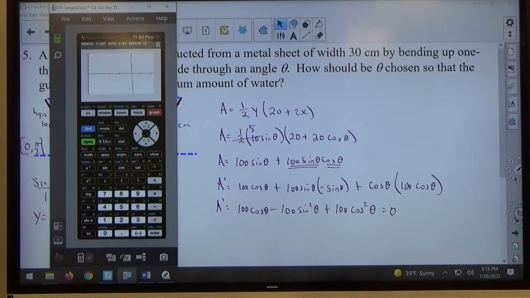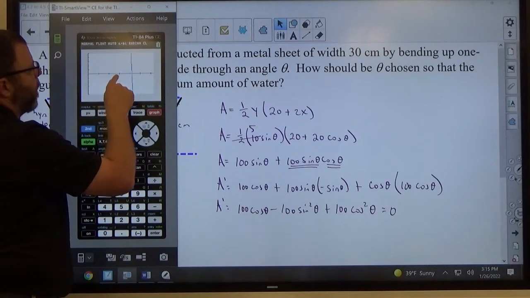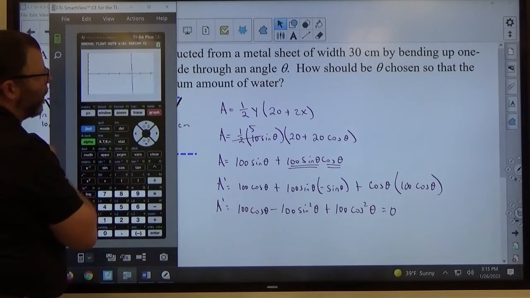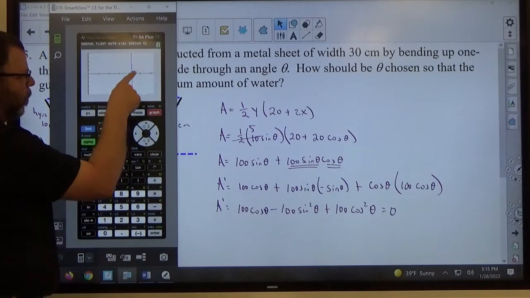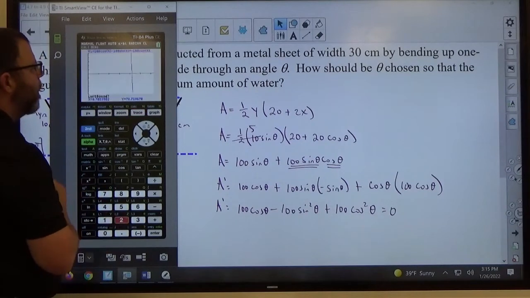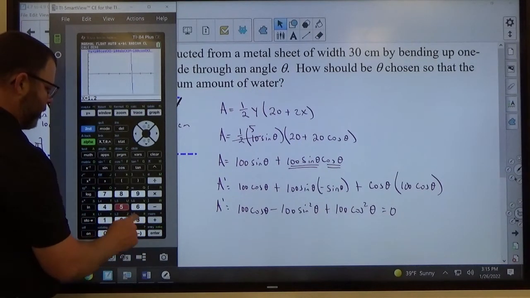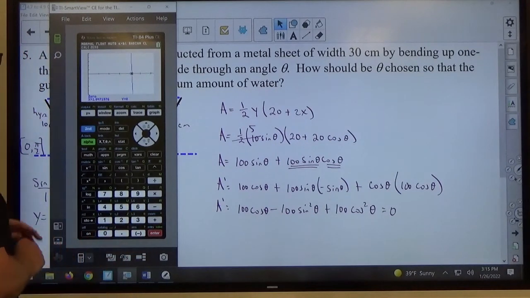It should intersect somewhere. I did 0.25, so 0.25, 0.5, 0.75, 1. Between 1 and 1.25, so I'm going to guess about 1.04. But if I do a calc zero at this point, I'm going to say left bound 1, right bound 1.25, guess 1.05 maybe. It's 1.0472.